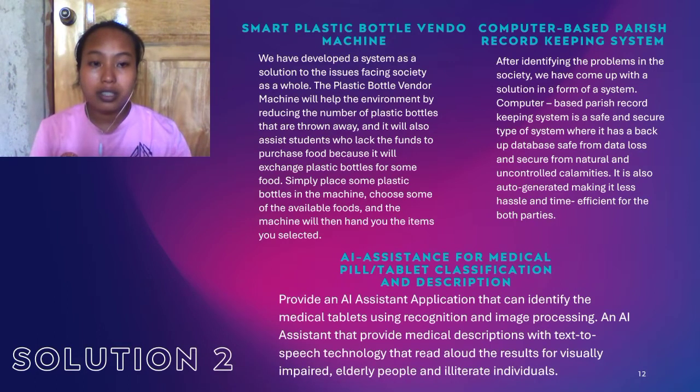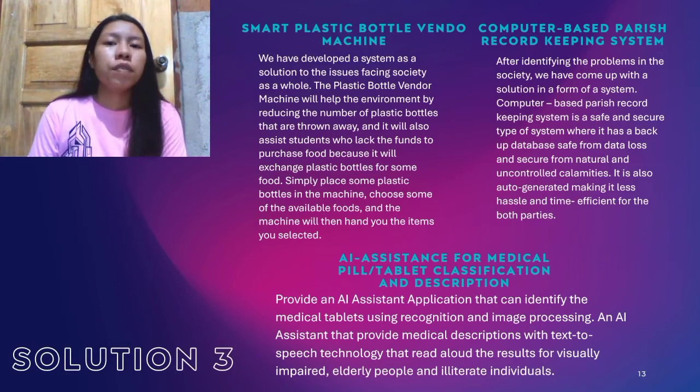After identifying the problems in society, we have come up with a solution in the form of a system. The computer-based parish record-keeping system is a safe and secure type of system with a backup database safe from data loss and secure from natural and uncontrolled calamities. It is also auto-generated, making it less hassle and time efficient for both parties.